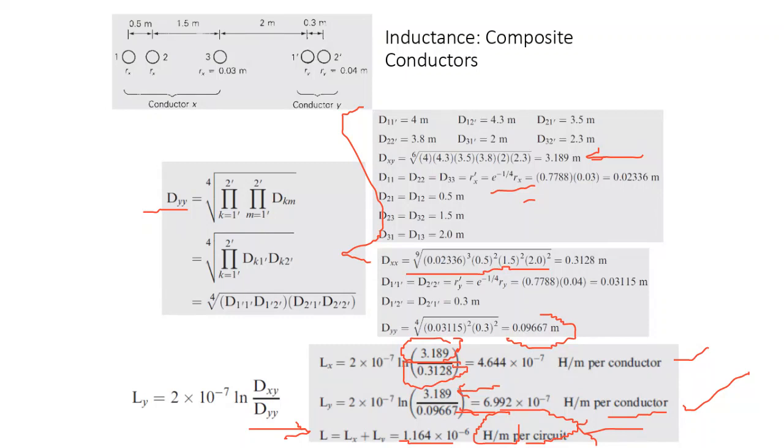Now focus on how we calculate composite conductors. We call it composite conductors. Okay, composite conductors means that each conductor consists of subconductors. Each conductor, this is conductor X, consists of subconductors. Another, okay, or stranded.